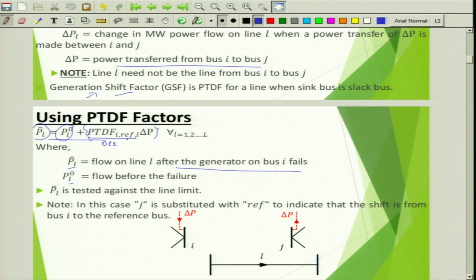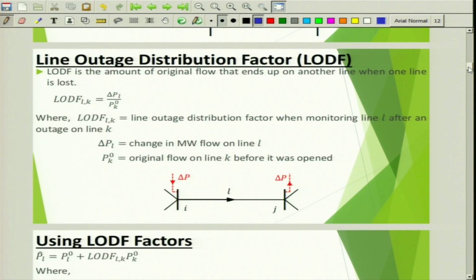Here what we are doing is, the bus J is replaced by reference bus or slack bus, this is generation shift factor basically, or you can also represent as PTDF I comma J comma L if it is not a generation shift factor. Now similarly LODF, LODF is the amount of original flow that ends up on another line when one line is lost, right, that is expressed as delta PL divided by PK naught, right.